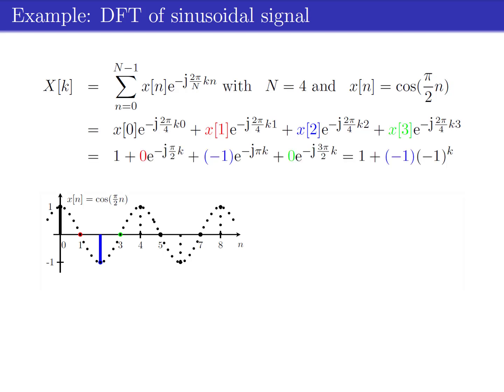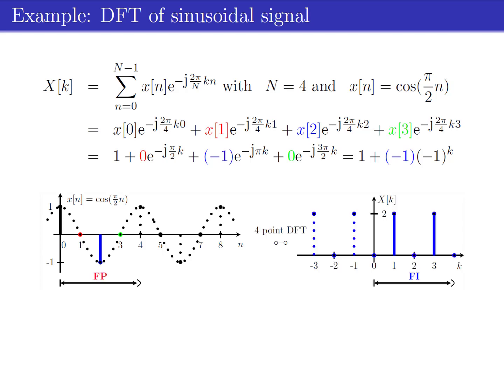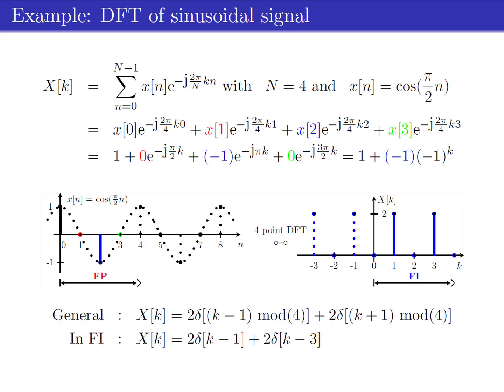By using the fact that e to the power minus j pi k is minus 1 to the power k, the result equals X[k] is 1 minus 1 to the power of k. If we evaluate this expression for all values of k, it leads to 0 except for k is plus or minus 1, plus or minus 3, etcetera. In general, we can describe such a function by discrete time delta pulses.